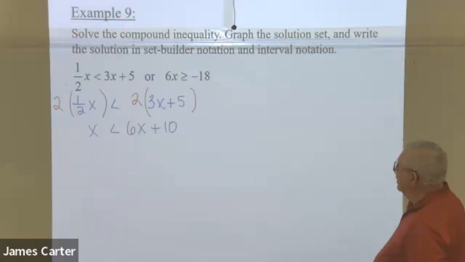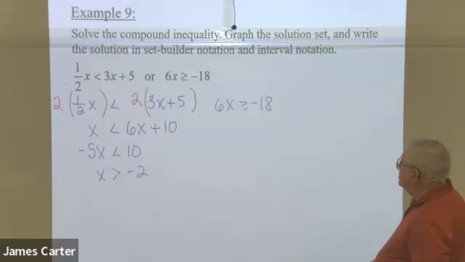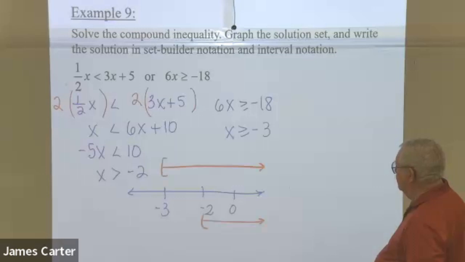Simplify, common denominator 2. And we get that. Since this is an OR, we're probably going to have a union in it. Probably. Well, we simplify that, we get that, we graph them. Here's our graph. In this case, -3 inclusive, everything this way. In this case, -2 exclusive, everything this way.